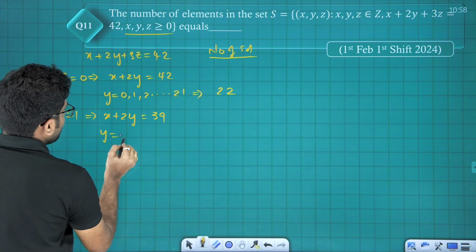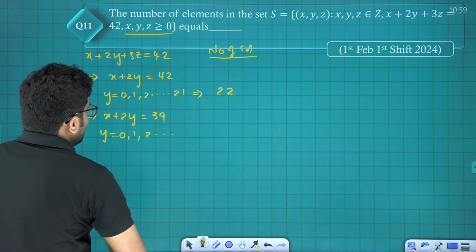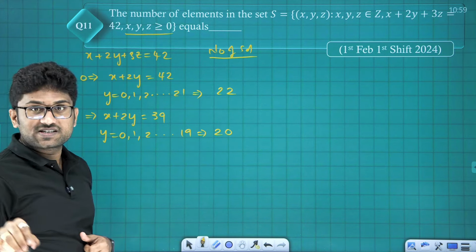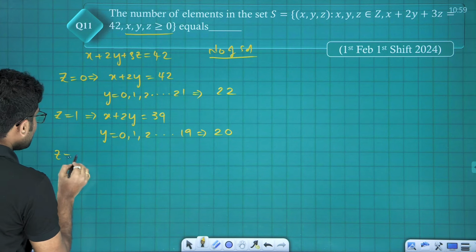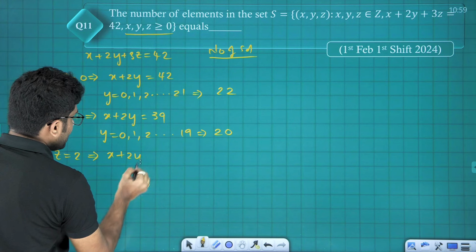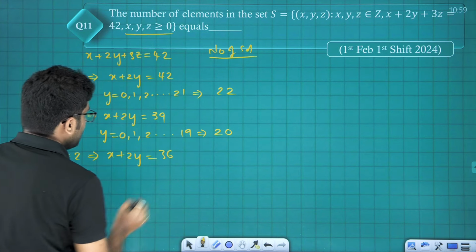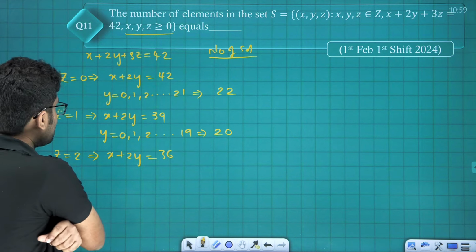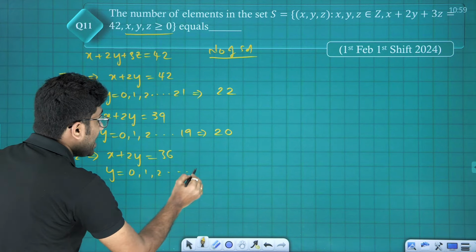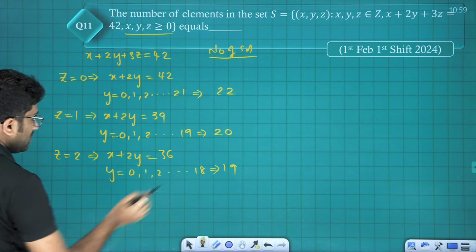So y can take from 0, 1, 2 and so on. 19 2s are 38, till 19 we can take. So that means 20 solutions we get in this case. If z is 2, x plus 2y is equal to how much? 3 2s are 6. 42 minus 6 is 36. Now 36 means y can take from 0, 1, 2 to 18, because 18 2s are 36, no? So total 19 solutions we get in this case.